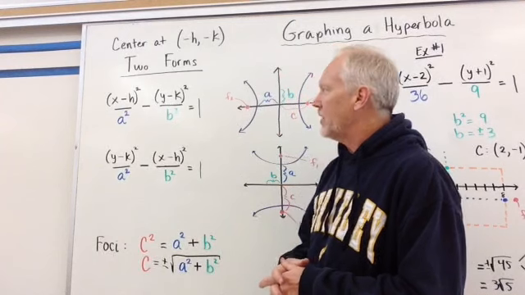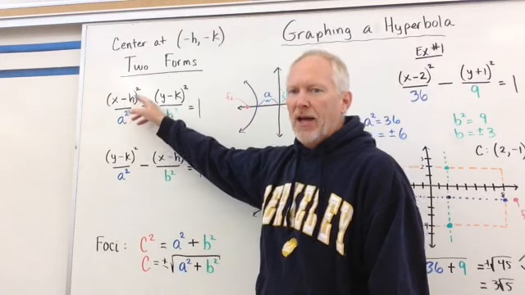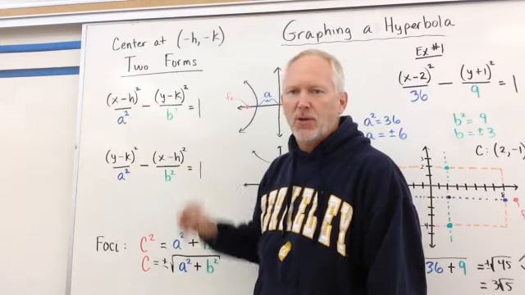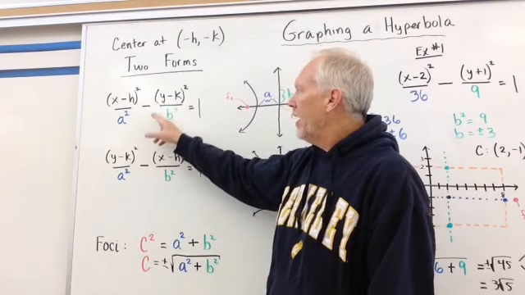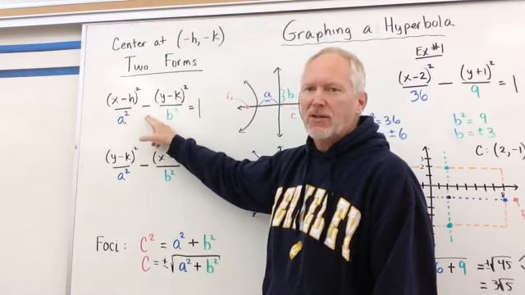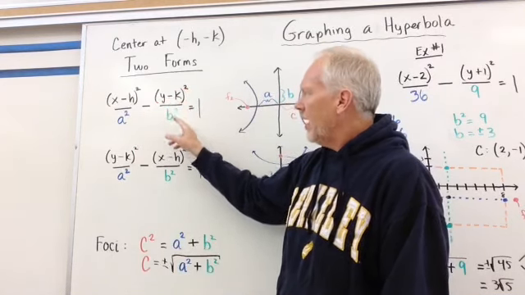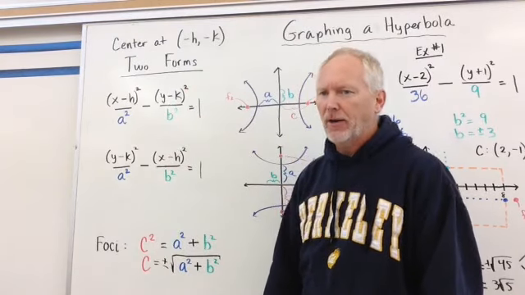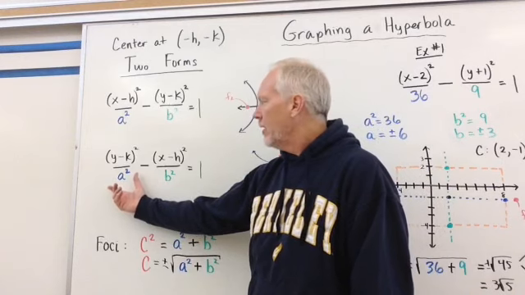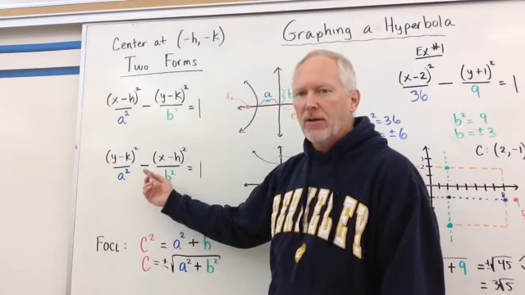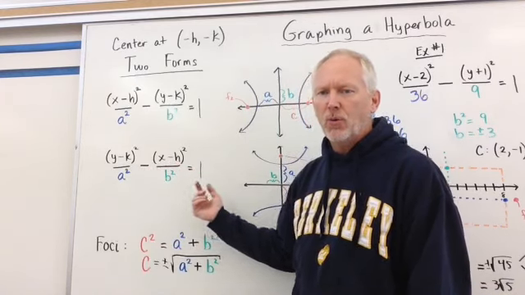So what are the two forms that we see? Well, again, we have (x minus h) squared over a squared, and minus, notice the minus sign here, (y minus k) squared over b squared in the denominator. The h is always associated with the x. Then you have the other form, which is (y minus k) squared over a squared, minus (x minus h) squared all over b squared equals 1.